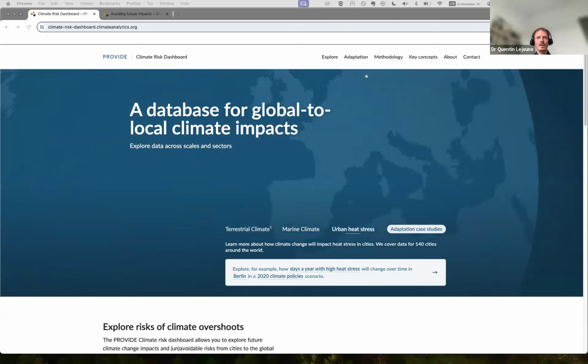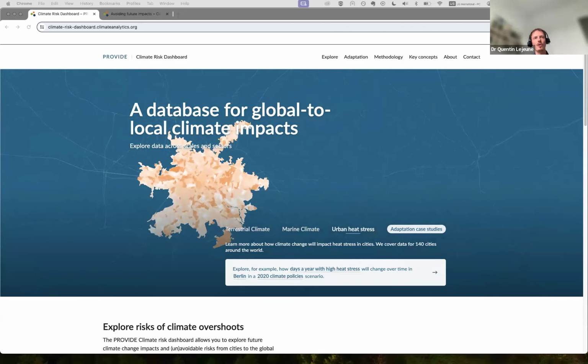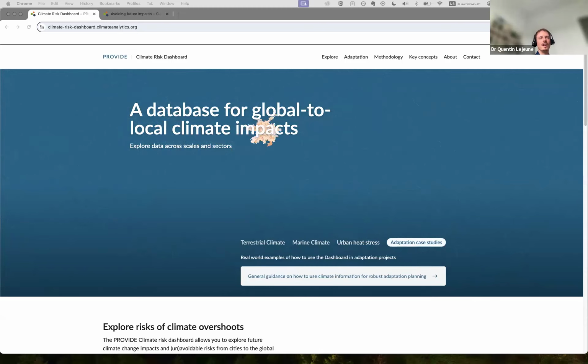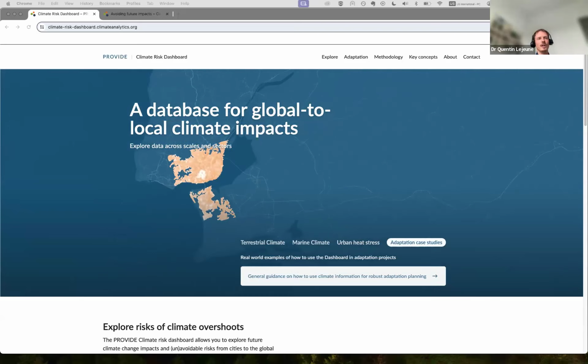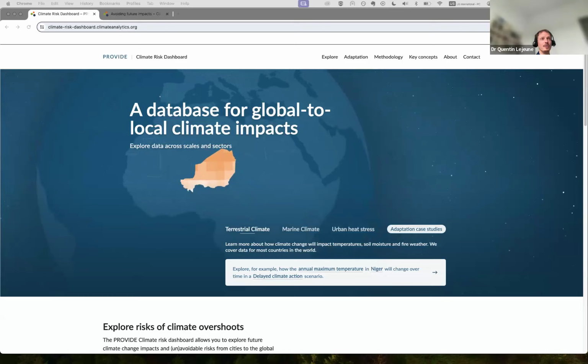Perfect. Then, yeah, so this is the Provide Climate Risk Dashboard landing page. And how I would describe the Provide Climate Risk Dashboard, it's first, I would say, a database on which you can explore, you can visualize, and you can also download information on global to local climate impacts. And it covers indicators for different, what we call geography types. So you have countries in there, you have cities, and for various sectors, such as biodiversity or glaciers, for example.